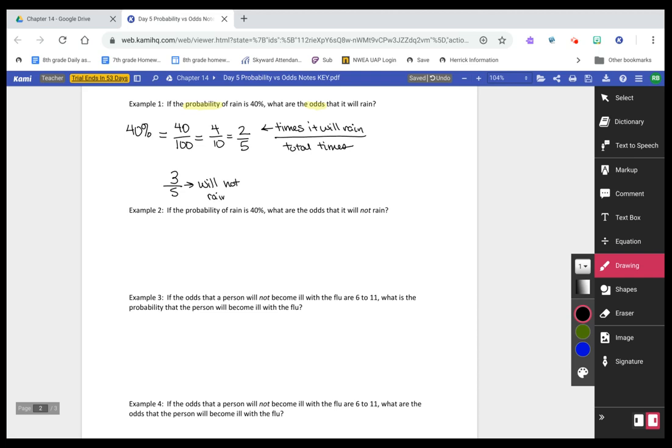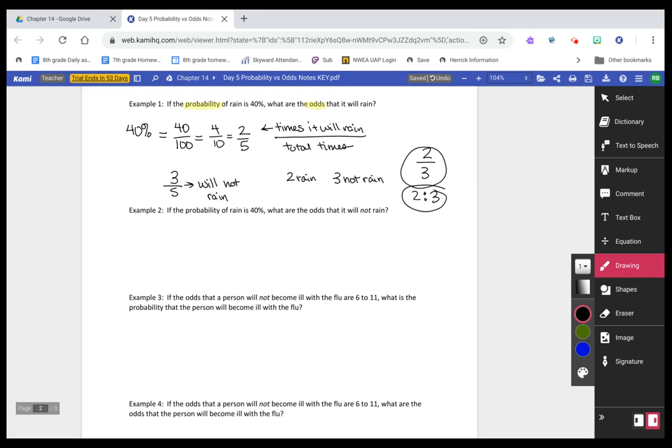Okay, well, what that's telling us is if we have 5 things, 2 times it's going to rain, 3 times it's not going to rain, and now these are the numbers that you use for odds. We don't use the total. So what are the odds that it will rain? That would be 2 over 3 or 2 to 3. That would be how you get your odds.